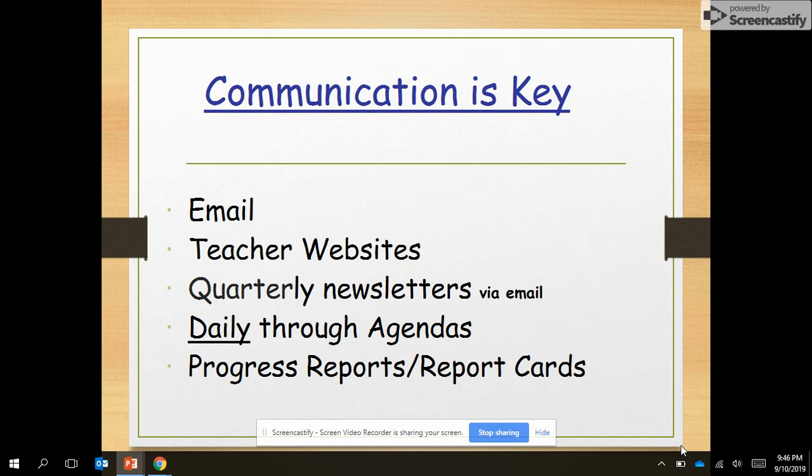Progress reports. At the end of each quarter, we will send out a progress report if your child is failing or in danger of failing our math class. If they are, you are required to sign that progress report. So that lets us know that you're aware of how your child is performing in class.